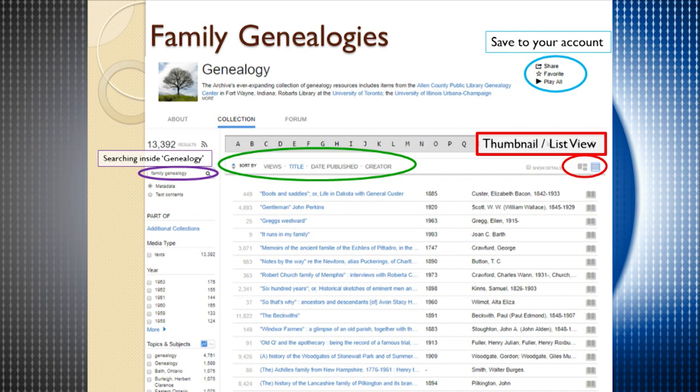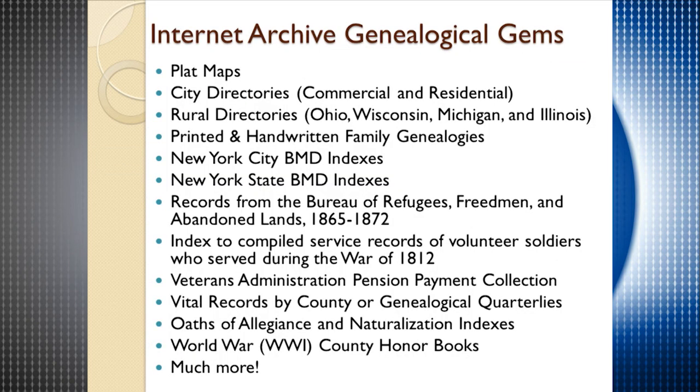So these are my genealogical gems on Internet Archive. The ones that I tend to send people to the most. So the collection of plat maps, there's a lot of them. Anybody with Iowa ancestors? Yeah, a couple. Really great collection of Iowa plat maps. Also some from Ohio, which are very, very nice.